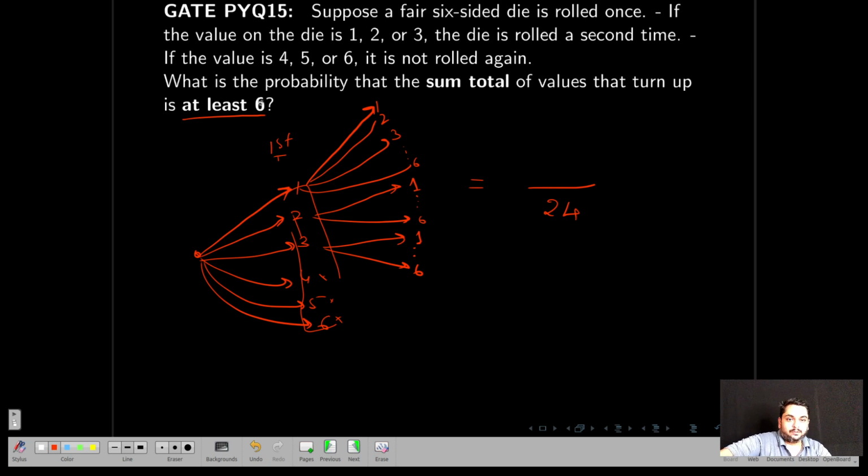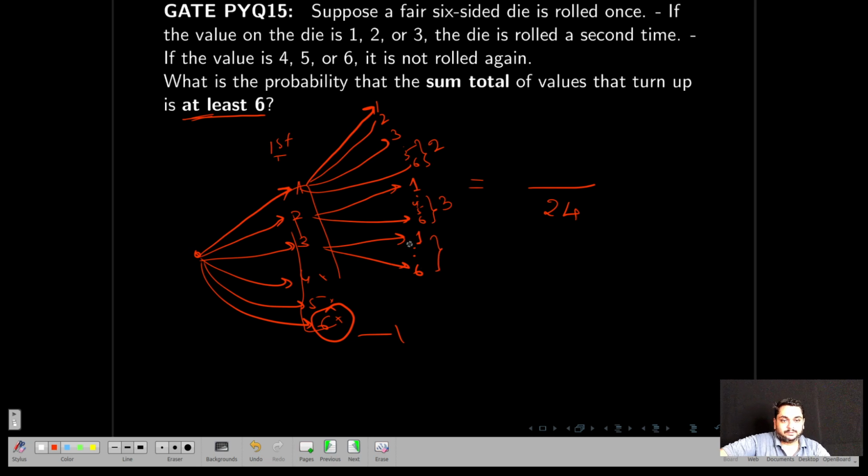Now how many of these will have the sum at least 6? See, for the sum to be at least 6, this is 1 there, already 6 is here. So this is 1. Next, how many will have at least 6? Starting with 1: 1 plus 1, 1 plus 2, 1 plus 3, 1 plus 4 is 5, 1 plus 5 is 6, and 1 plus 6 is 7. So here 2 combinations are possible. 2 plus 4 is 6, so 4, 5, 6 will be more than or equal to 6. So there are 3 combinations.